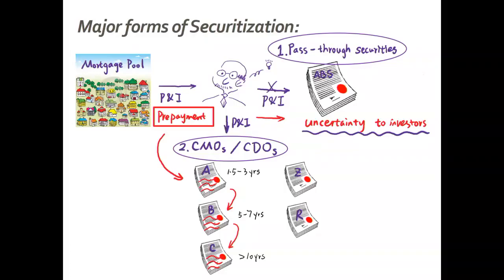When you invest in a class Z bond, you don't receive any cash flows before class A, B, C are fully retired. So for the first 10 years, you don't receive any cash flow. It's just like a zero coupon bond. After that, you start to receive coupon payments. So it's a hybrid of zero coupon bonds.